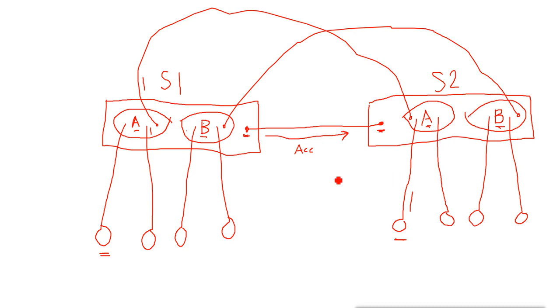Now, when we convert this link into a trunk, then what happens? This port will become a member of all the VLANs we have in this switch. That means we have VLAN A and B on this switch 1, so this port will become a member of these two VLANs, or any VLAN we have. That means if any data comes or goes for this VLAN, it will also go to this port.